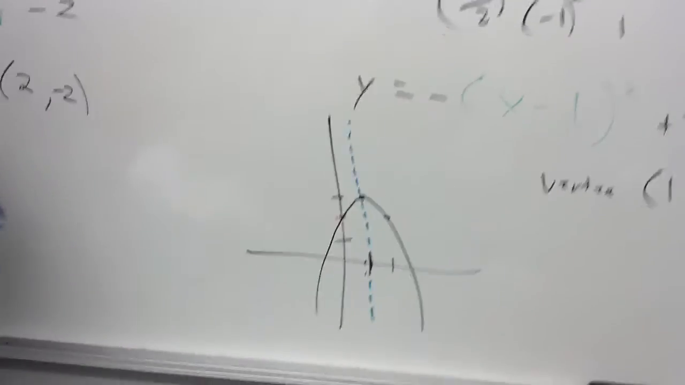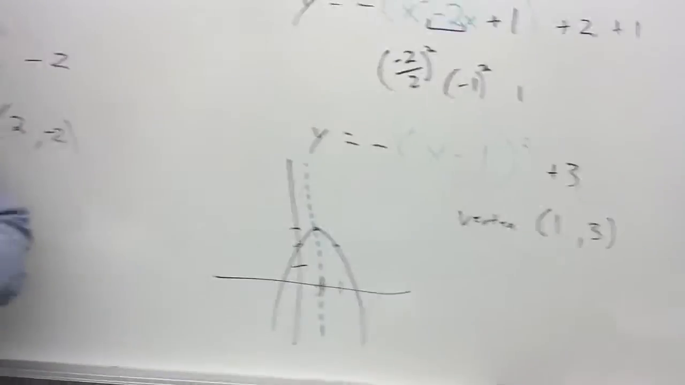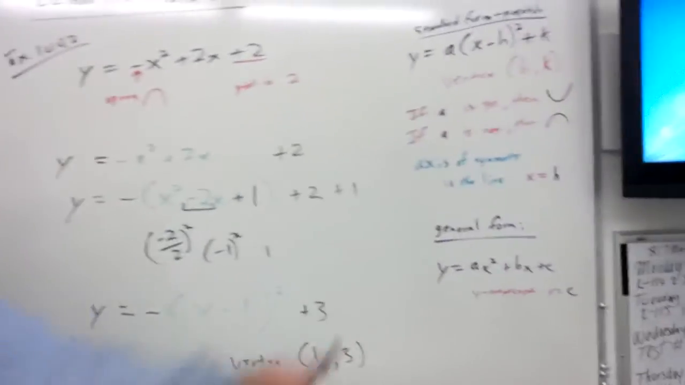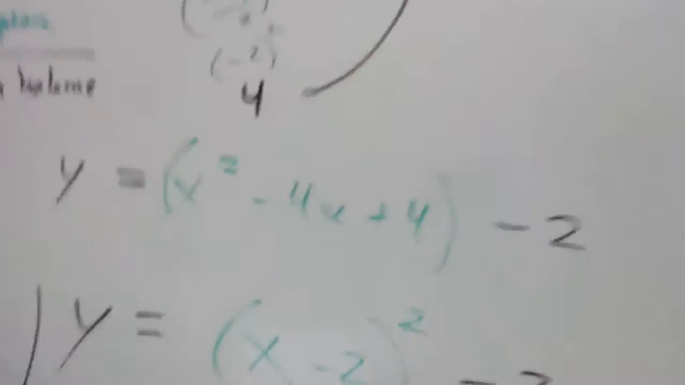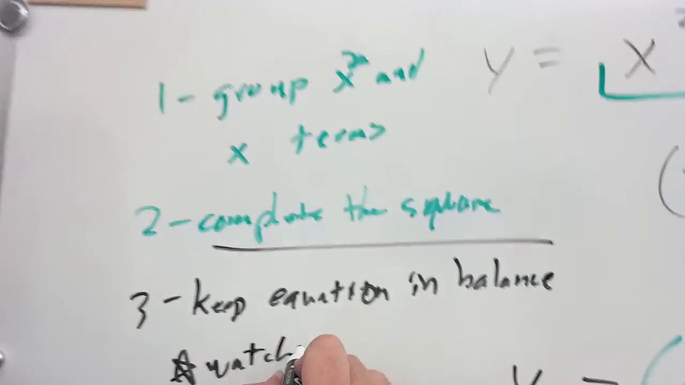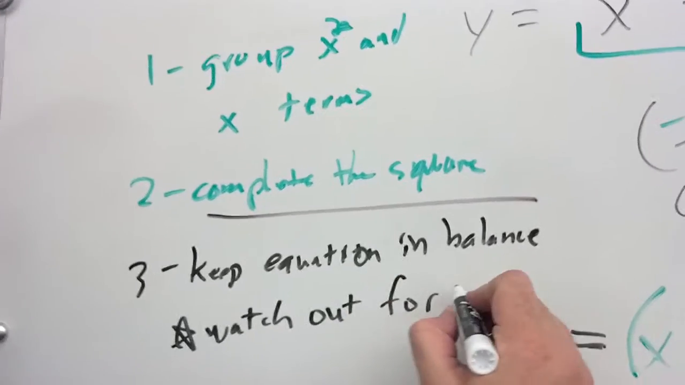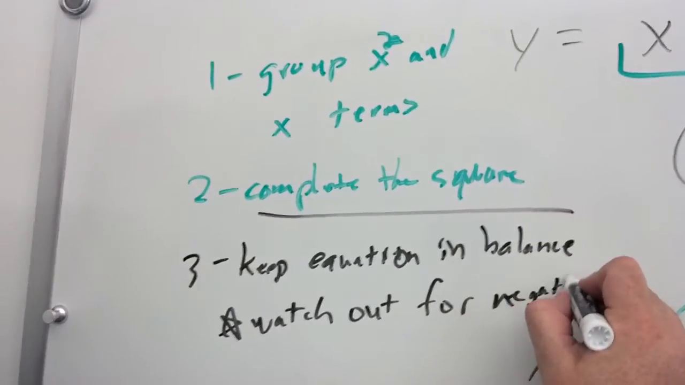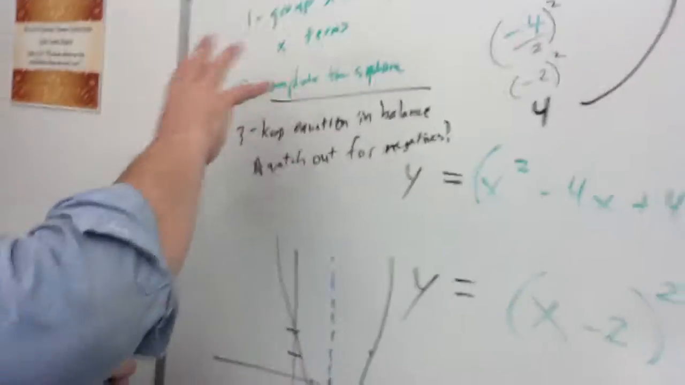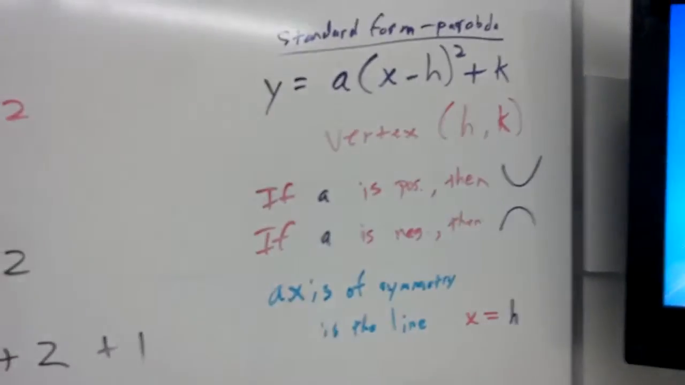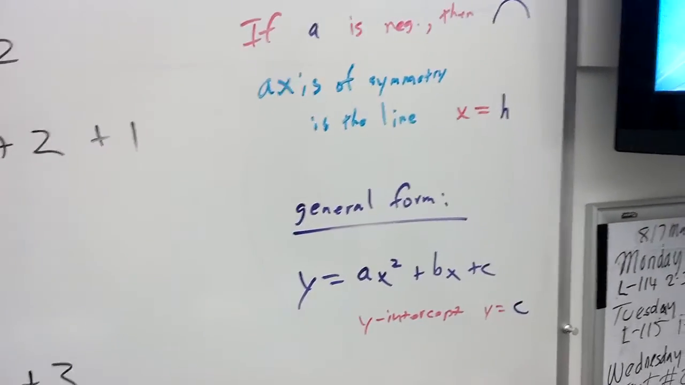Cool beans. Okay, a lot to digest. Make sure you have all this information, and you probably want to write these steps down. Little star here, watch out for negatives. So make sure you have these instructions for completing the square and all the characteristics that I gave you over there on your formula sheet for parabolas.